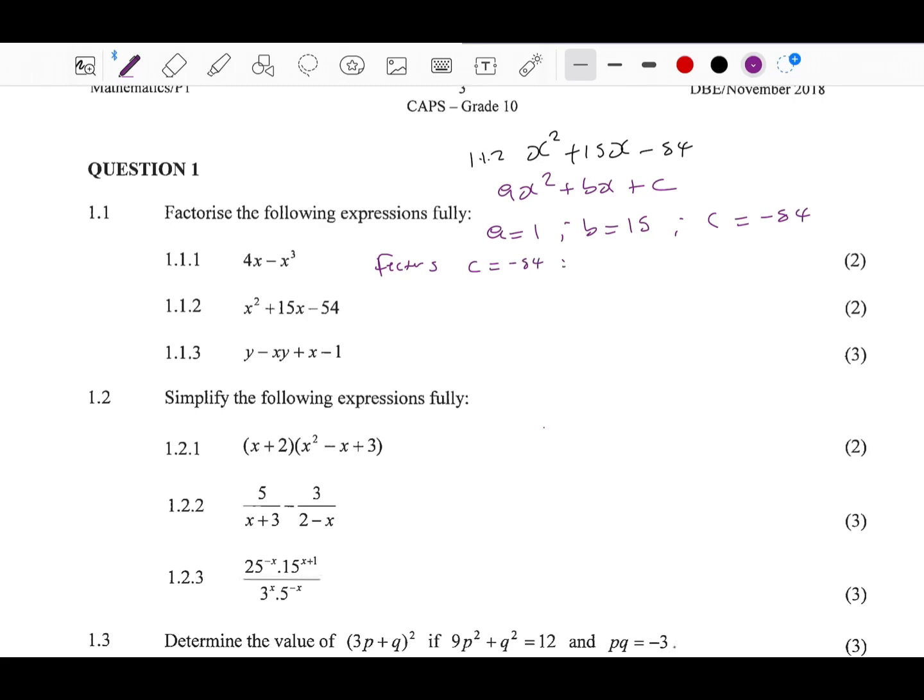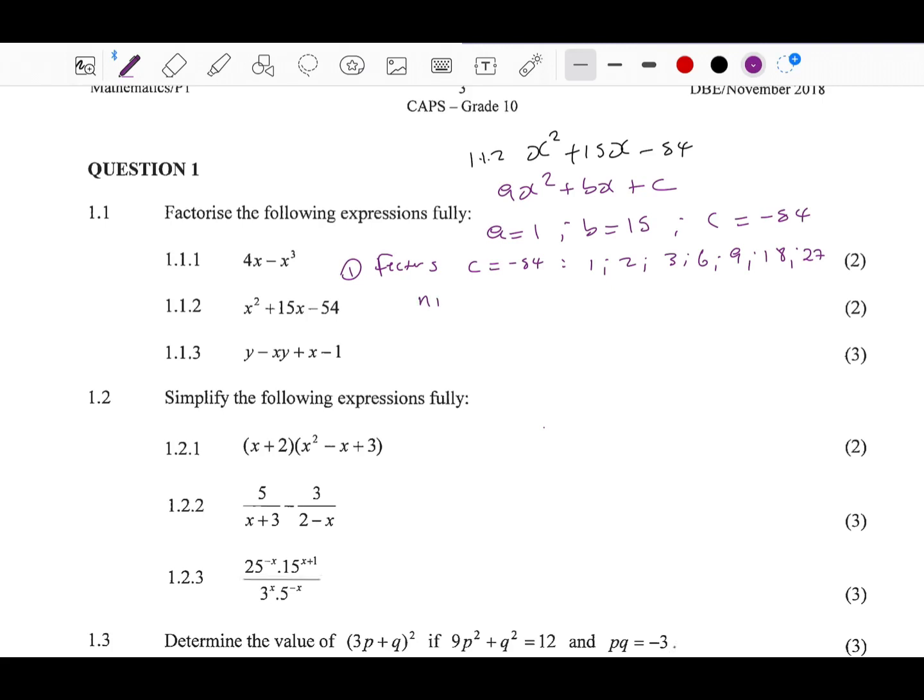So the factors of negative 54, it can be 1, it can be 2, it can be 3, can be 6, can be 9, can be 18, because 18 times 3 is 54. It can be 27, because 27 times 2 is 54. So those are the factors of 54. And then when you have identified the factors of c, in this case negative 54, then from here you have to choose two numbers.